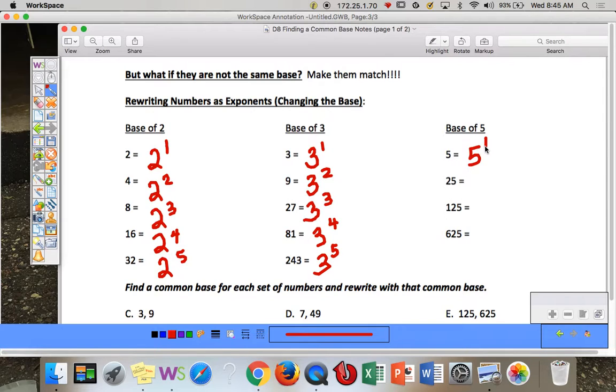5 can be written as 5 to the first. We have 5 squared. 125 is 5 to the third. 625 is 5 to the fourth. So again, take a look at these numbers. If you see them, you're going to rewrite them so that they have a base and an exponent, and we'll practice that today. So for the first part of the notes, find a common base for each set of numbers and rewrite them with a common base.